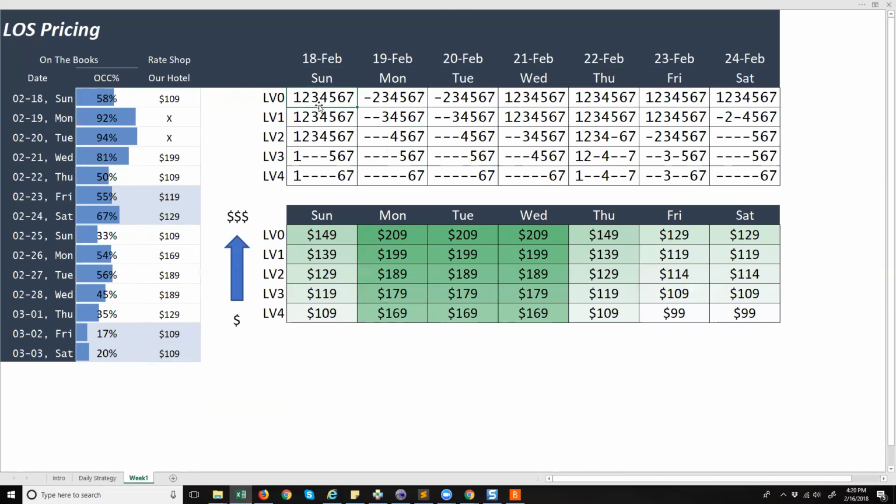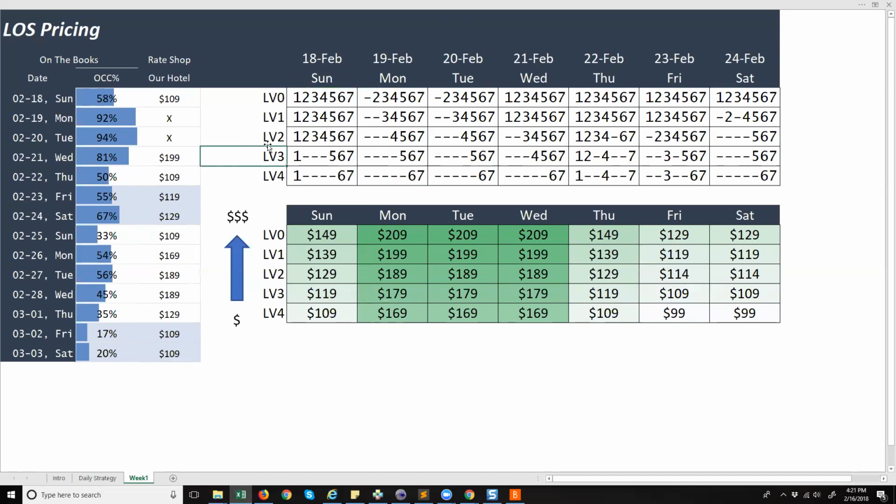So let's start with this first cell. This is your LV0 pricing, which is obviously starting to skew a little bit more towards the Hilton side, so we'll pretend that this hotel is a Hilton. Let's take this first cell. On February the 18th, this upcoming Sunday here, we will accept stays that are 1, 2, 3, 4, 5, 6, 7 plus at this LV0 price point.